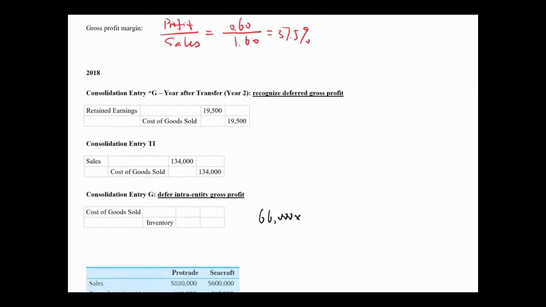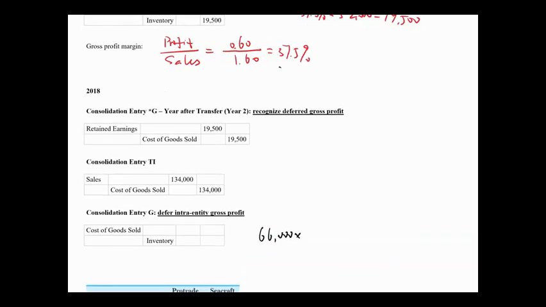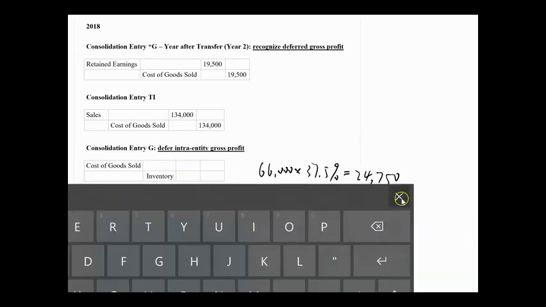So we use 66,000 times the gross profit margin. The margin is still the same as in the prior year, it's not changing, 37.5%, and then it equals 24,750. So this is the amount we need to adjust.